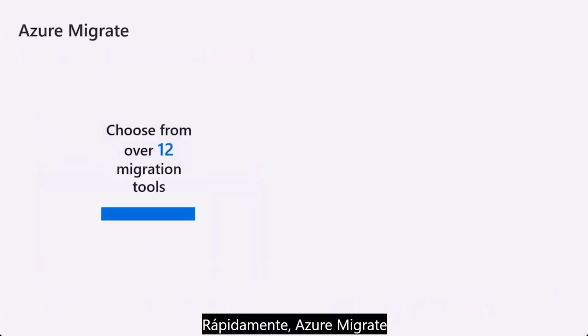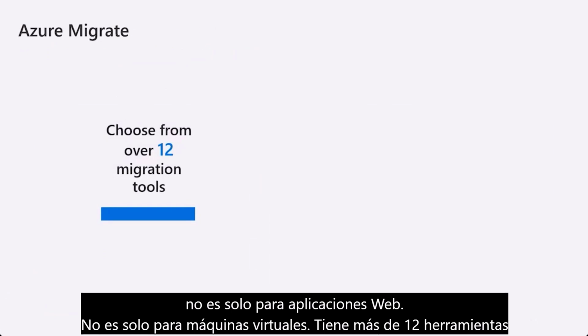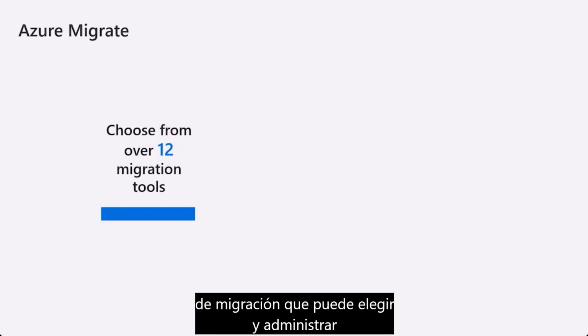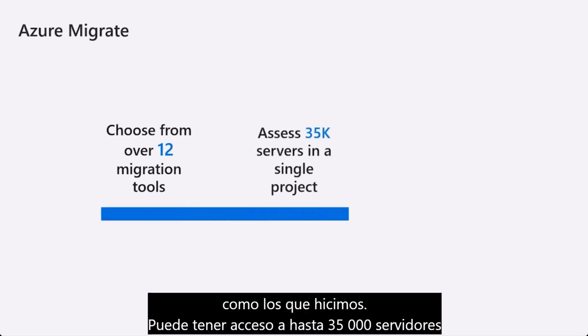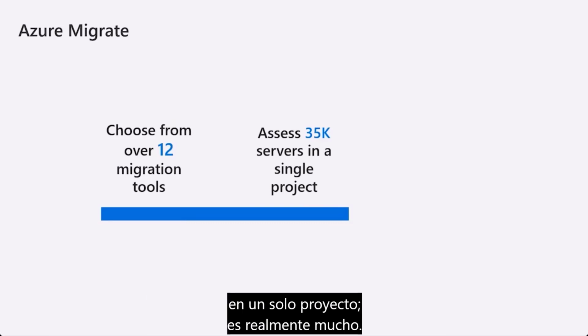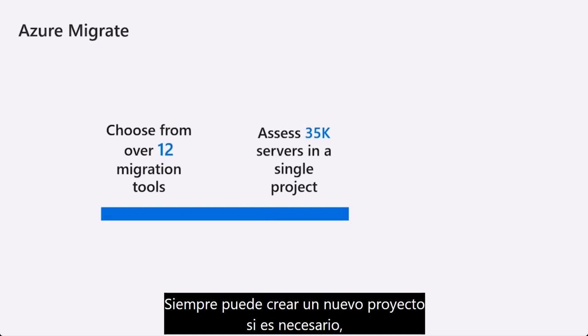But quickly about Azure Migrate, it's not just for web applications, it's not just for VMs. You have over 12 migration tools that you can choose and manage in Azure Migrate. You can create projects like we did. You can assess up to 35,000 servers in a single project. So that should be really a lot. And then you can always create an additional project if you need to.